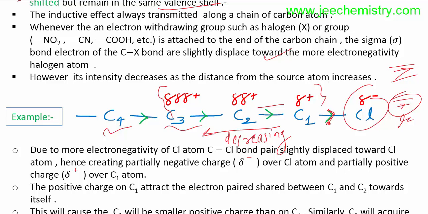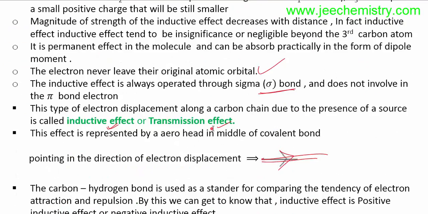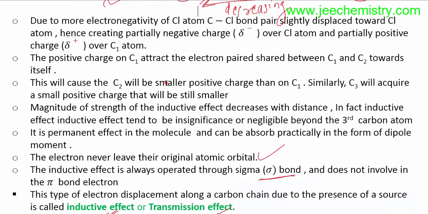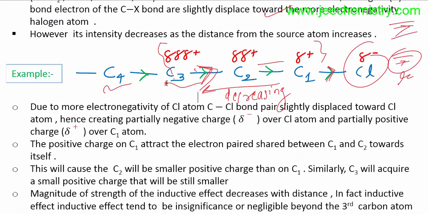The arrow will always be in the middle, pointing towards the more electronegative atom. Here the C3 electron is shifted towards this side, the more electronegative atom, so it is denoted like this, always towards the more electronegative atom. The carbon–hydrogen bond is usually the standard for comparing the tendency of electron attraction and repulsion. From this we know that the inductive effect is of two types: positive inductive effect and negative inductive effect.